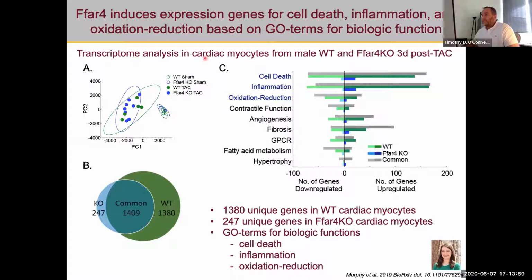We did a transcriptome analysis in cardiac myocytes from male wild type and knockout hearts, cardiac myocytes, 3 days post-TAC. So we perform TAC, we isolate the hearts, get the cardiac myocytes, get the RNA, and then do an RNA-seq experiment. And the first analysis we did was a principal component analysis to see if we could see any major difference in transcriptional responses in the wild type, again in green, to the KO in blue, sham versus TAC.